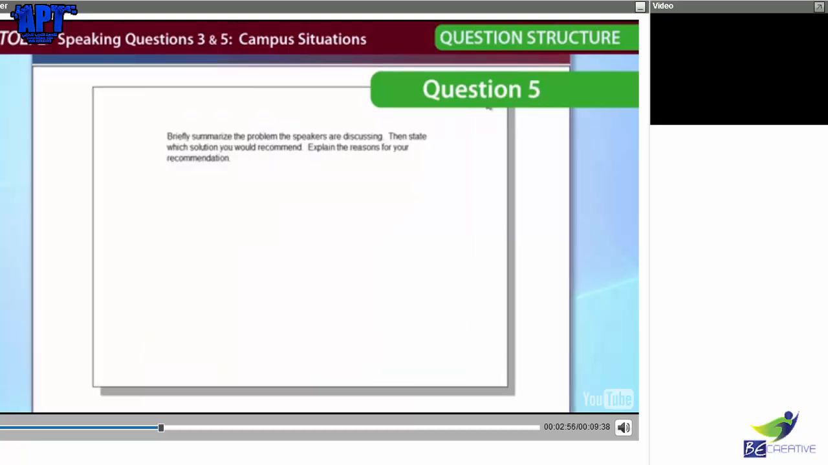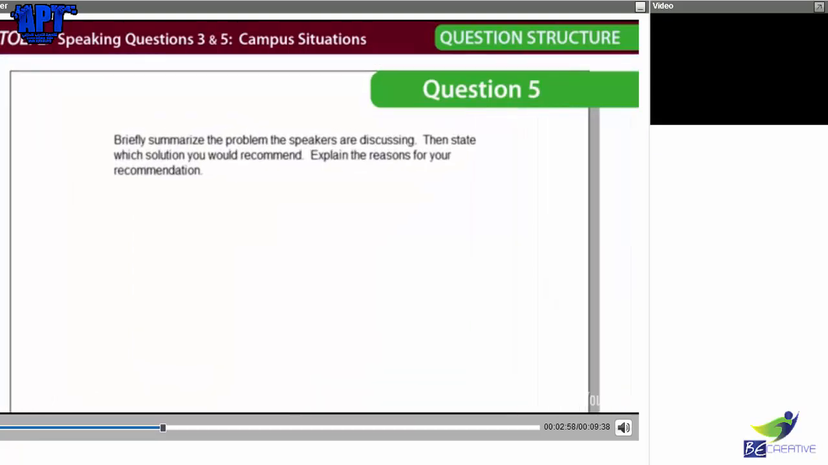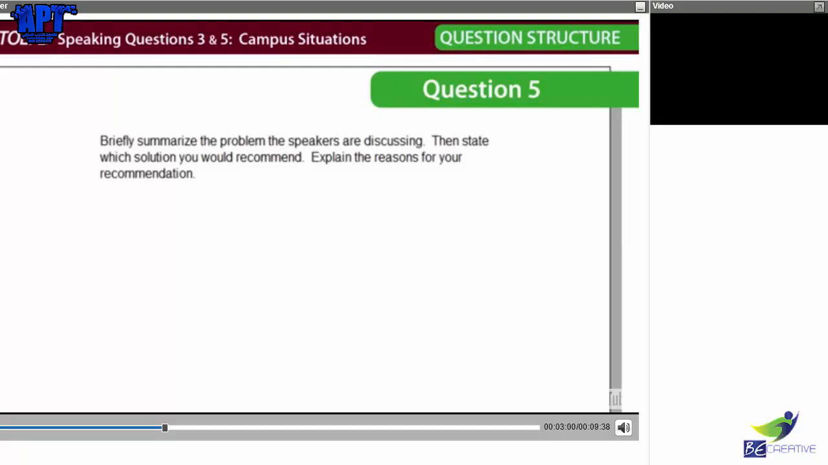Think about it. Briefly summarize the problem the speakers are discussing, then state which solution you would recommend. Explain the reasons for your recommendation.